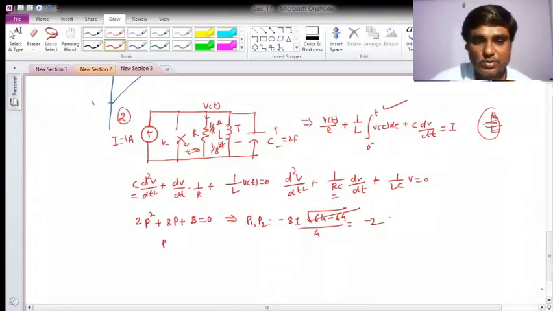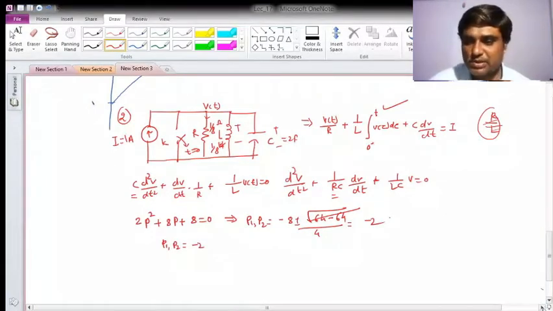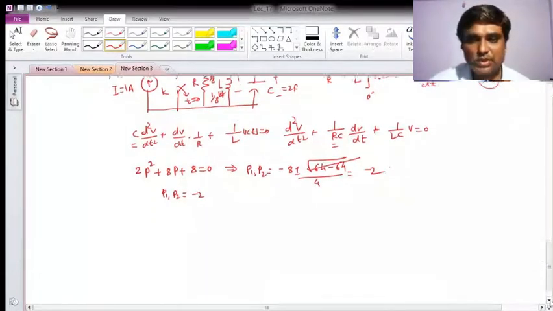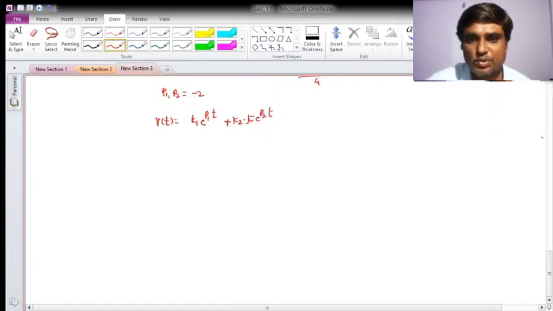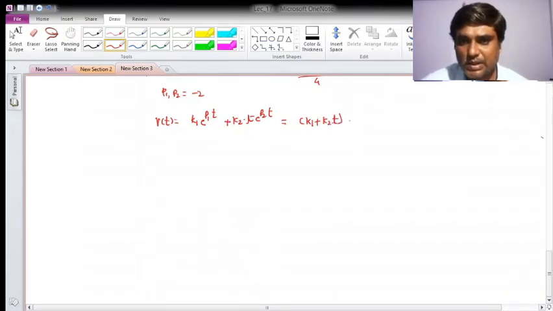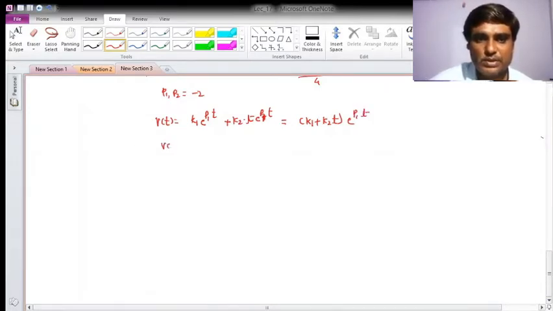So here observe that there are two roots which are similar. So it means the roots are real and repeated. Now if this is the case, what is the solution? V of t will be k1 e raised to p1 t plus k2 t e raised to p2 t, which is k1 plus k2 t, no, not p2 because it is repeated, so it will be e raised to p1 t. Now I have to solve for this.